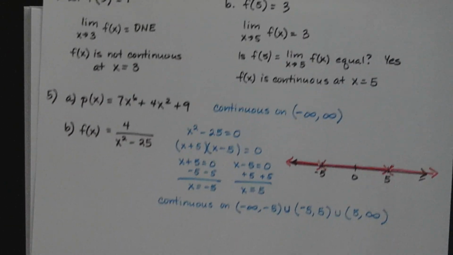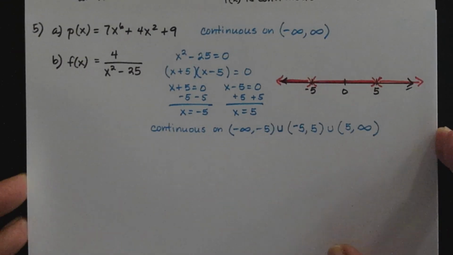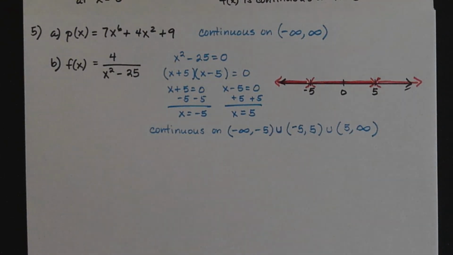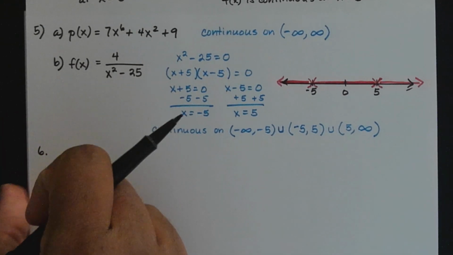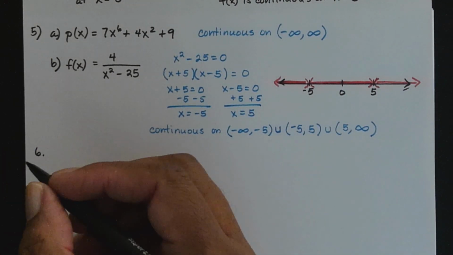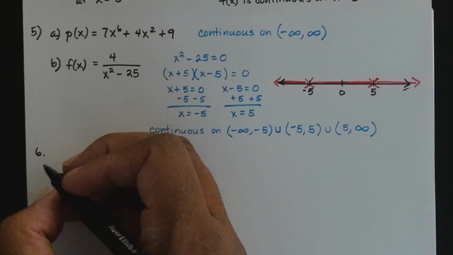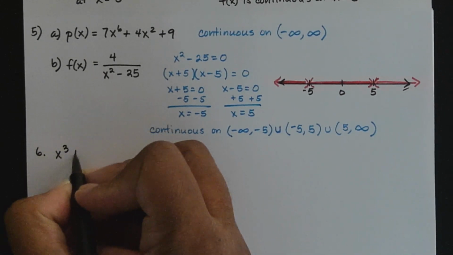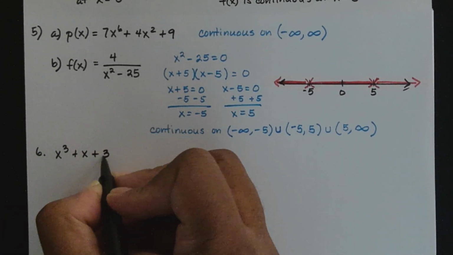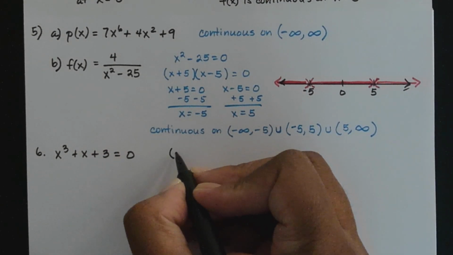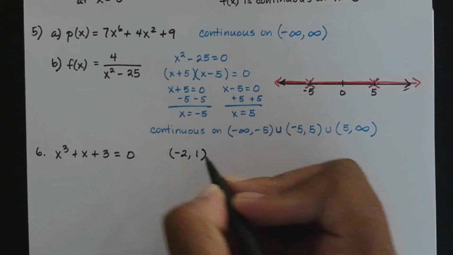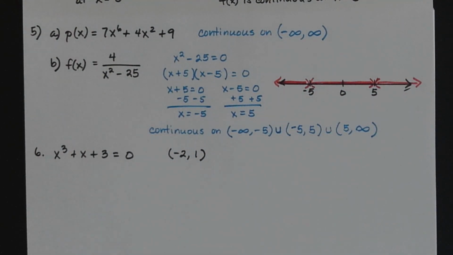Okay, number 6 is the use of the intermediate value theorem. Now, we pretty much talked about this one in section 2.6. We're going to use the intermediate value theorem to show that the equation x cubed plus x plus 3 equals 0 has a solution on the interval negative 2, 1. And then use your graphing calculator to find all the solutions to the equation on the given interval.